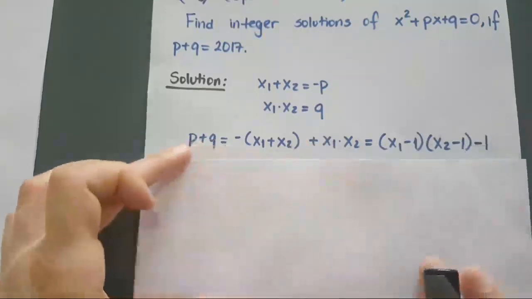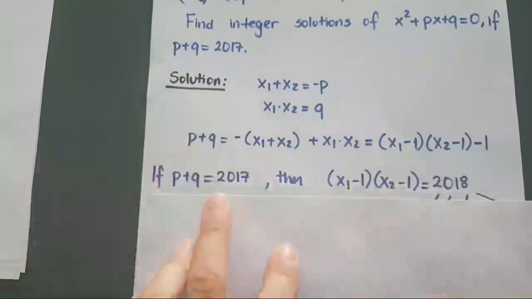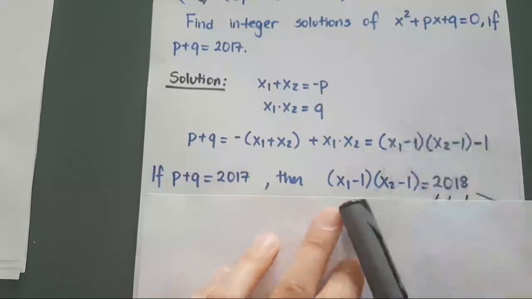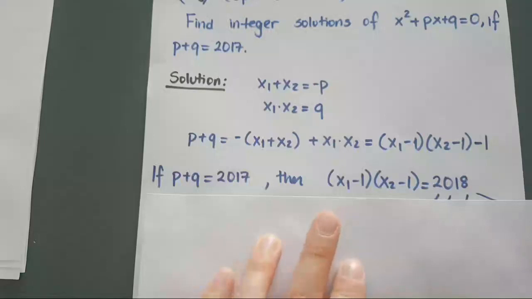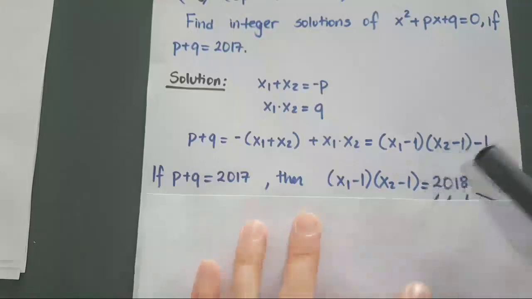And let's remember what p plus q was, guys. If p plus q is 2017, then the product of x1 minus 1 and x2 minus 1 is going to be 2018. Since I'm supposed to solve the problem in the set of integers, I'm supposed to check the integer factors of 2018.